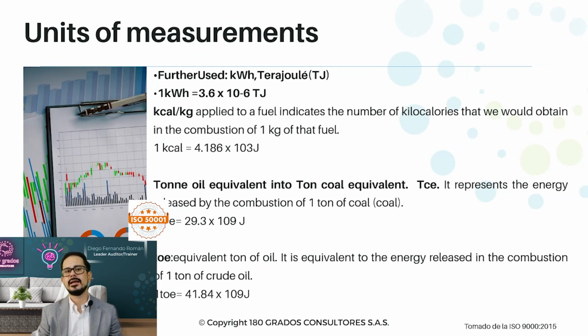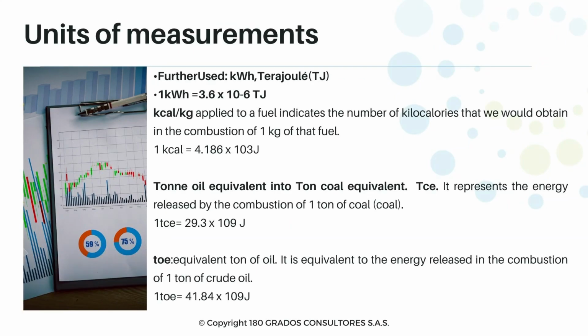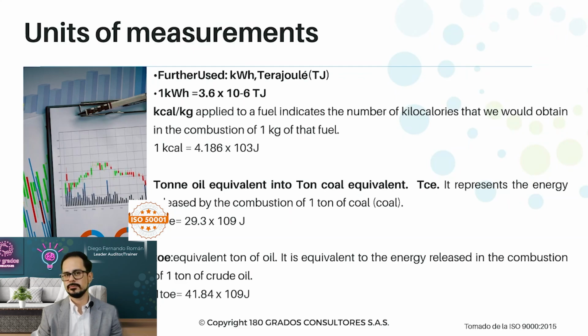Another unit is the kilogram, which is used for foods. It indicates the number of kilocalories we would obtain from the combustion of 1 kilogram of that food. Finally, we have the ton of coal equivalent, or TCE, and the ton of oil equivalent, or TOE. 1 TCE represents the energy released by the combustion of 1 ton of coal. 1 TOE is the energy released in the combustion of 1 ton of crude oil.